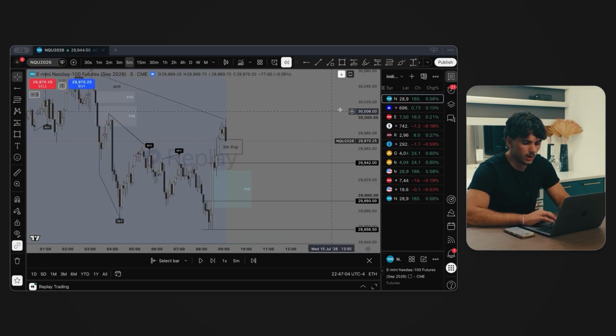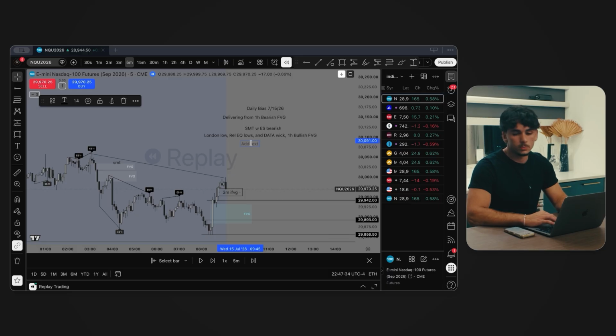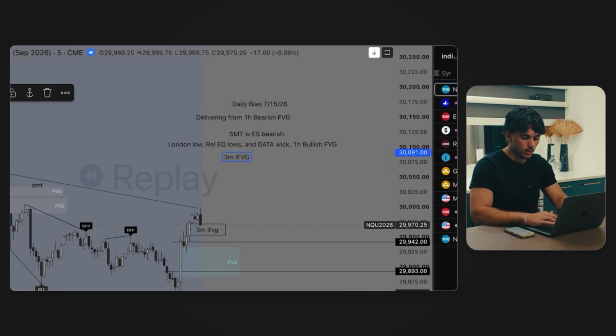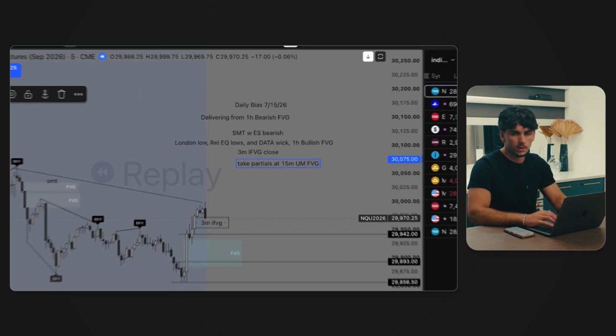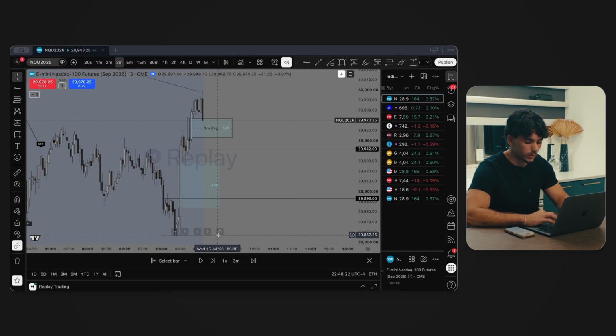So let's go ahead and write down everything so it is in writing. It's very, very important. So we have everything except our entry model and our partial. So let's write that down. We need a 3 minute IFVG close in order to enter shorts. And then finally, we are going to take partials at the 15 minute unmitigated fair value gap. So let's see exactly how this would play out and how I would take it in real time.